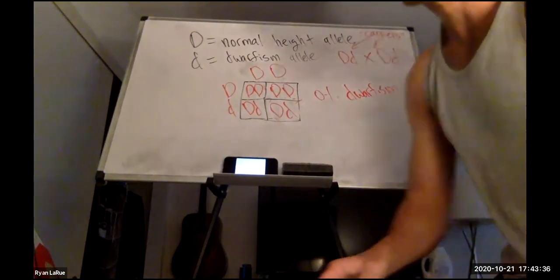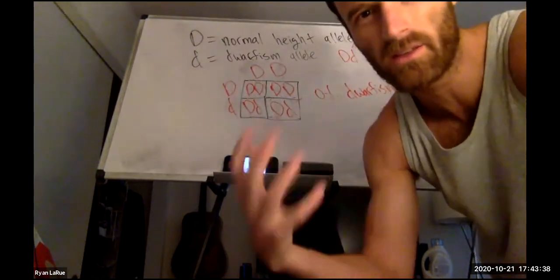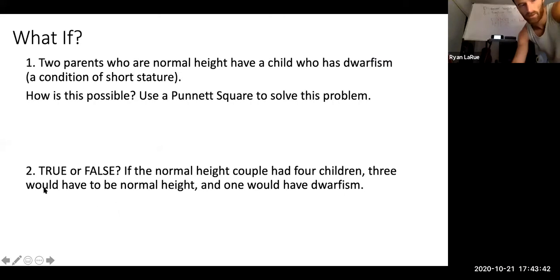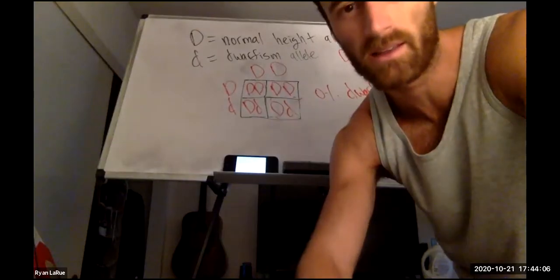Okay, so now there's another really important point here that touches upon this probability concept for number 2. True or false? If the normal height couple had 4 children, 3 would have to be normal height and 1 would have dwarfism. What do you think? True or false? Nice. Yeah, false. It seems like you guys got the concept.